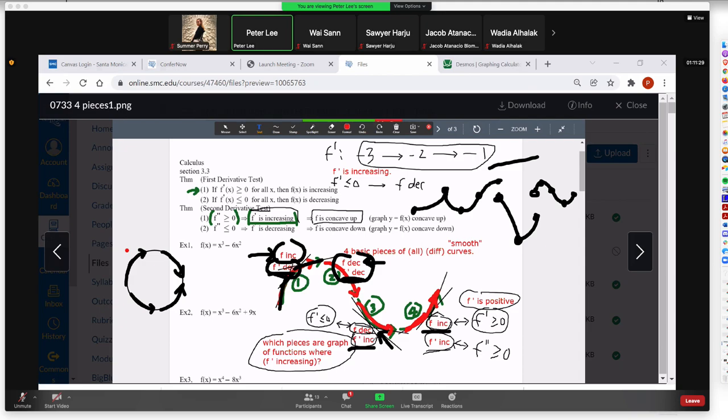So the second statement here, f is greater than 0. This is how we say this: f is positive. But f is positive is not the same as f is increasing. So do not get these things mixed up here. When you say that f prime is increasing, that means f prime is increasing. It is not the same as saying f prime is positive. That's a different thing. All right?